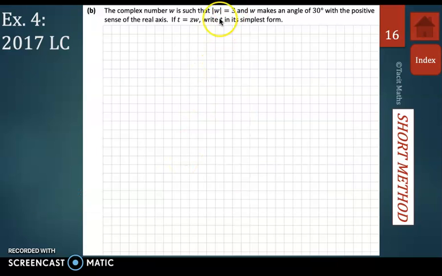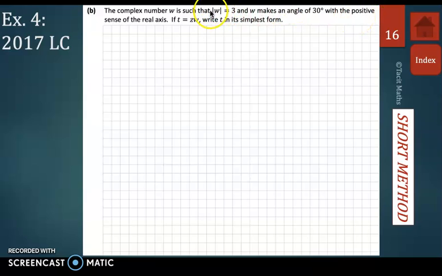Now, let's have a look at this question. At first glance, it's very difficult to see what's happening here. A lot of students would have been completely turned off by this. But any keen problem solvers would have said, right, what'll I do here? Well, let's draw a diagram. Okay, now it doesn't tell us anything about the complex number here, but it says it makes a 30-degree angle with the positive sense of the real axis.